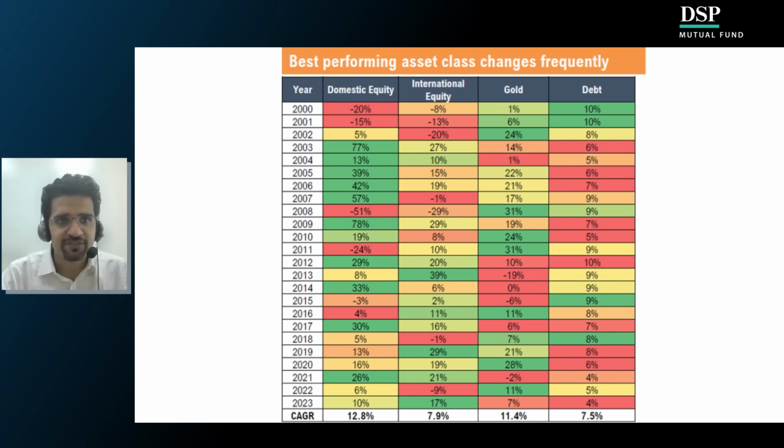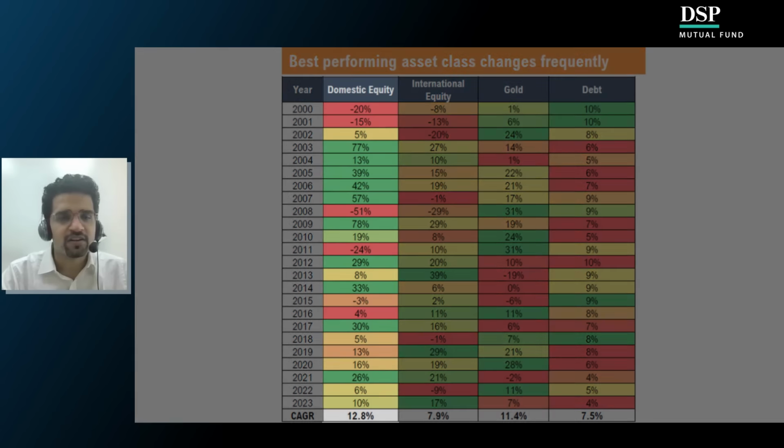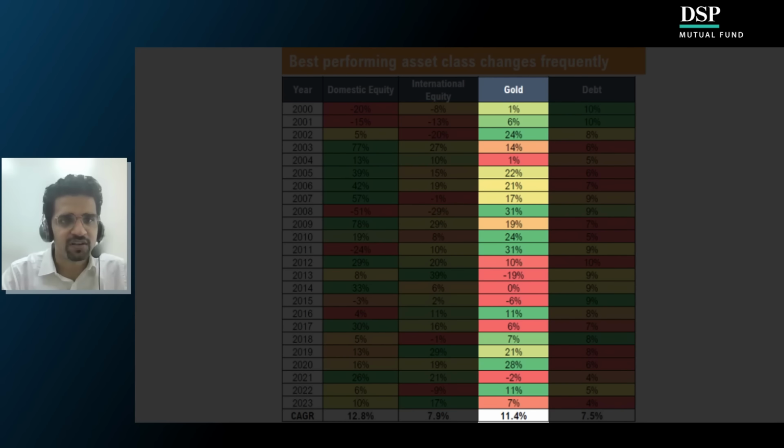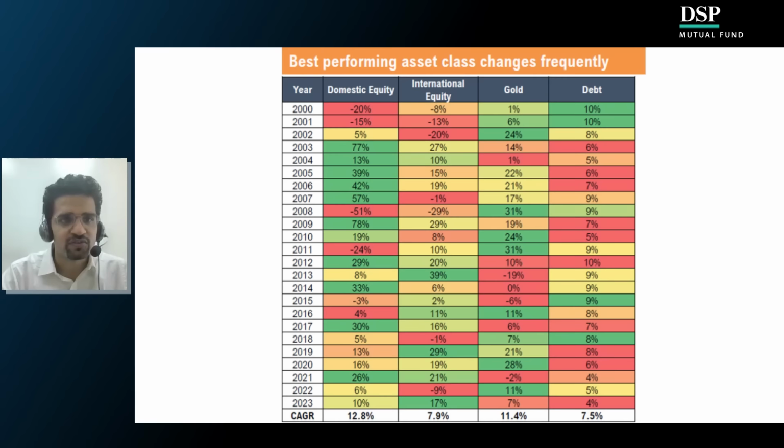As we can see from the table, none of the asset classes have performed consistently. If you take a 24-year period, only 10 times has domestic equity outperformed other asset classes. Only 3 times has international equity outperformed. Gold has outperformed 7 times, and debt has outperformed 4 times. Thus, it is clear from this table that it's not necessarily the same asset class that outperforms every year.